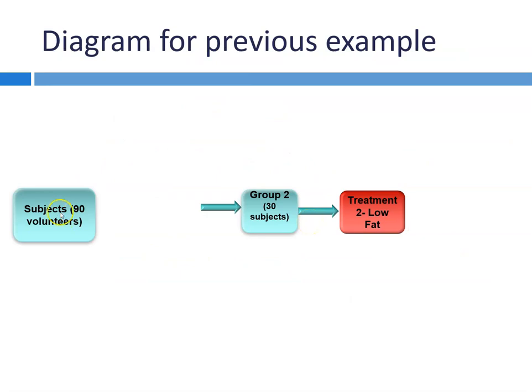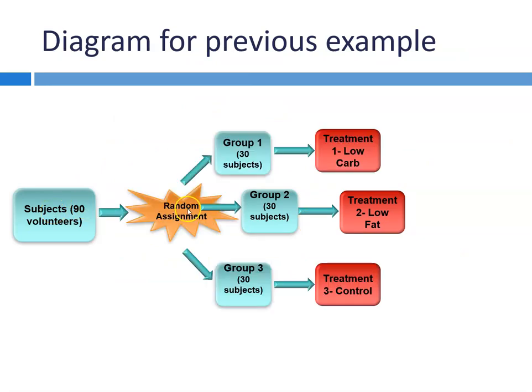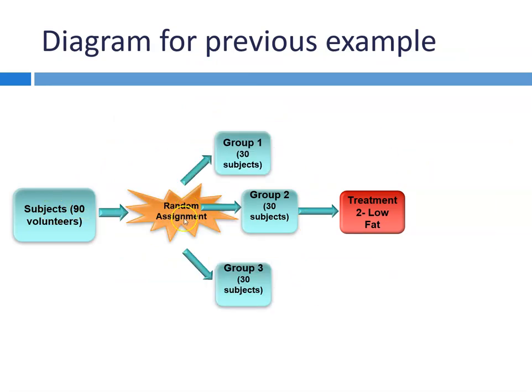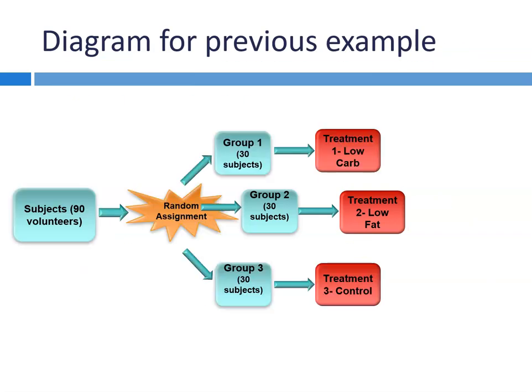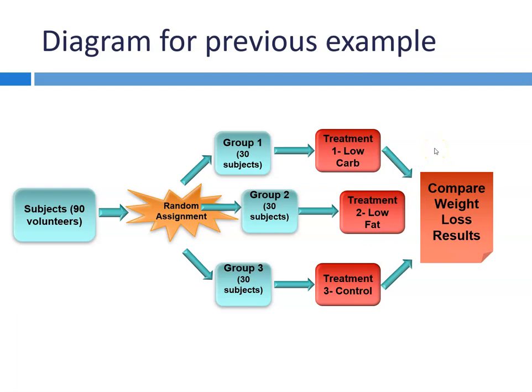As far as a visual, you start with your 90 subjects. You have your random assignment, which randomly puts them in 3 groups of equal size, groups 1, 2, 3. From there, we have our 3 treatments: low carb diet, low fat diet, and then just the control group. It's still considered control even though they're getting a treatment because it's kind of like the baseline versus low fat, low carb. And then finally at the end, you compare the weight loss results. Wonderful.